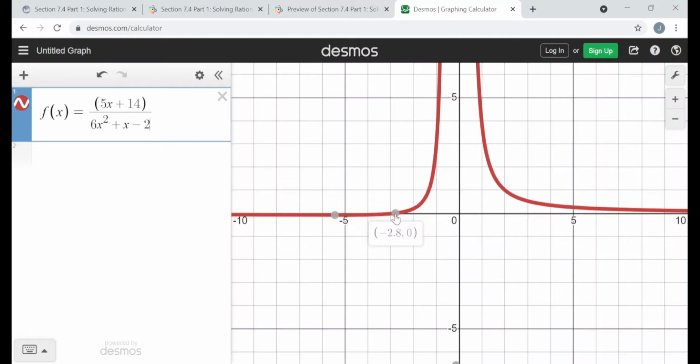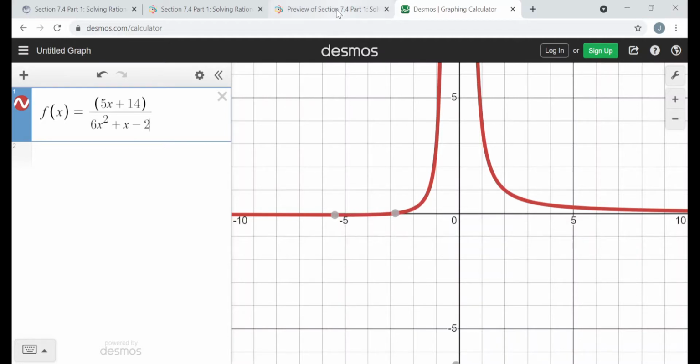Negative 2.8 comma 0 is a point. So if you were to plug in negative 2.8, which is negative 14/5, for x, the output, f of x, the y coordinate there, or the f coordinate if you want to call it that, would be 0. And so on, right? And all these red points that are forming this crazy graph here make up this function.